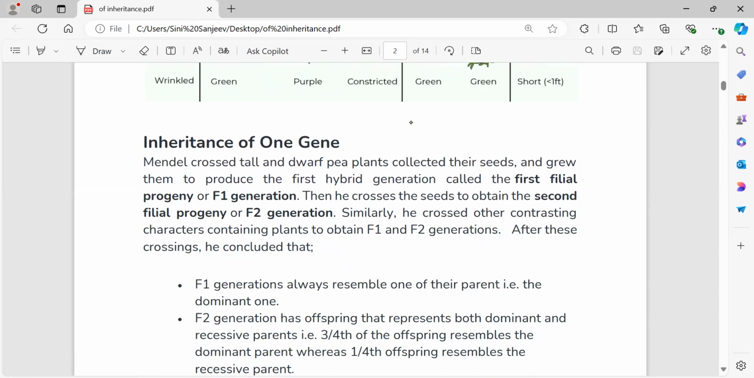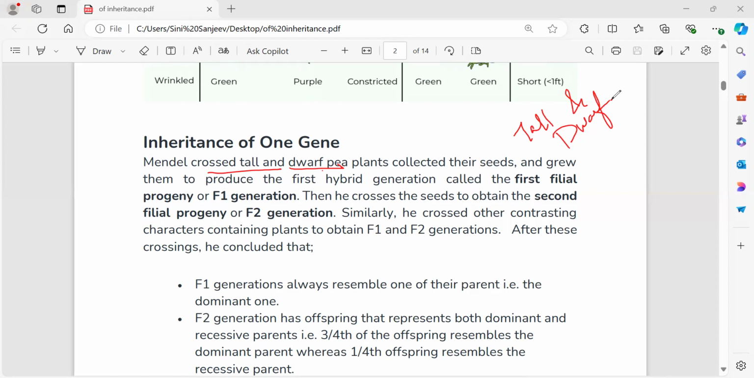Now he took the basic 2 characters. One is tall and another one is dwarf. Tall and dwarf. One is the dominant character because it will always express, and the other one is the recessive character, meaning it will be suppressed to some extent until the dominance is broken.